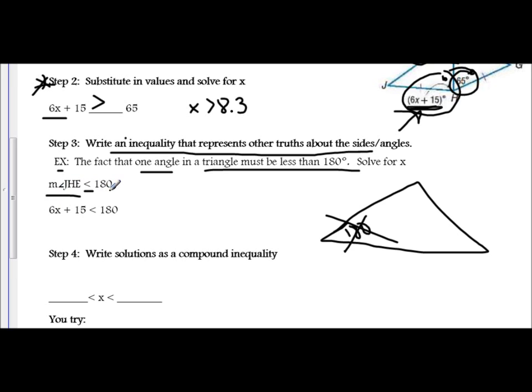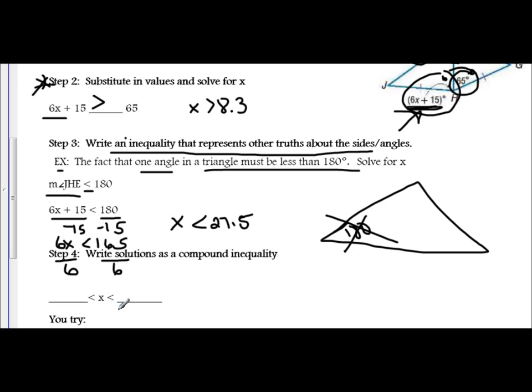So we set up the inequality. Measure of angle JHE is less than 180. And JHE was 6x plus 15. That has to be less than 180. So I'm going to subtract 15 from both sides of my equation, and I get 165. So 6x is less than 165. I'm going to divide both sides by 6. So I get x is less than 27.5.